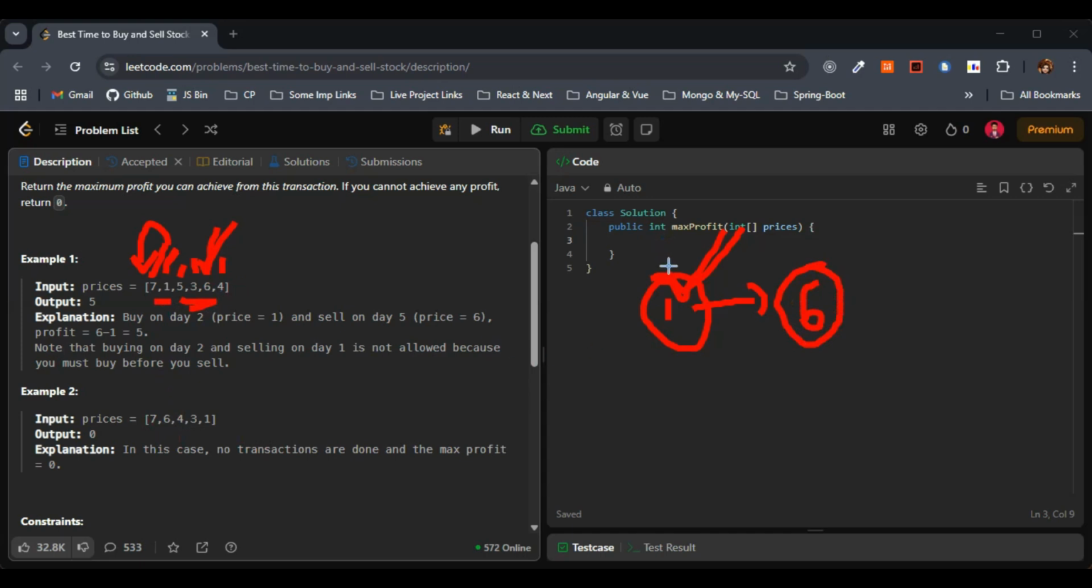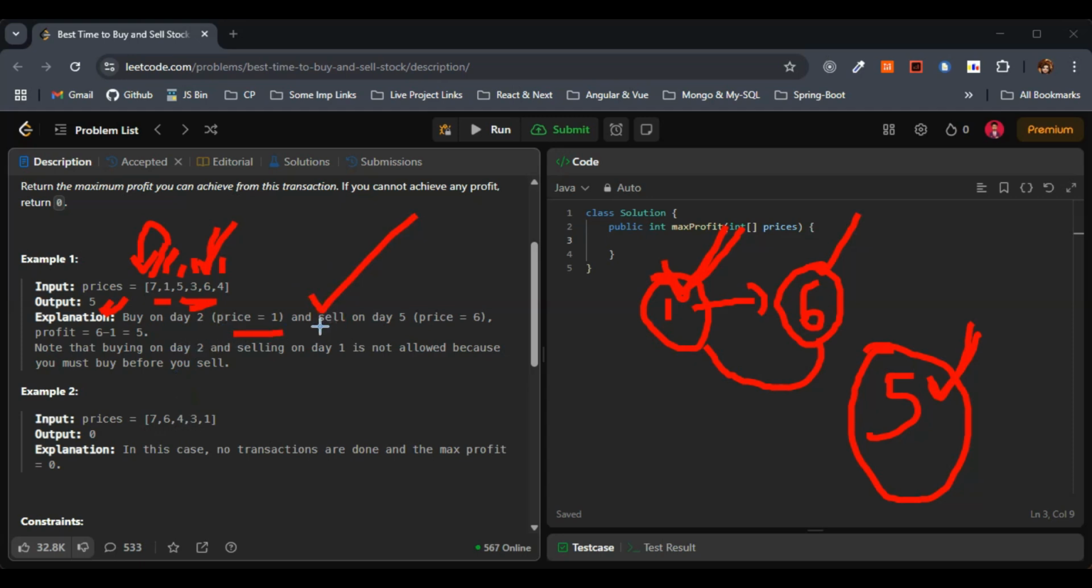In this case, we will buy on day 2 at the price of 1, and we will sell on day 5 at the value 6. So the profit that we got here is 6 minus 1, which is nothing but 5. The maximum profit that we got here is 5, and that's what we need to return as output in this case.